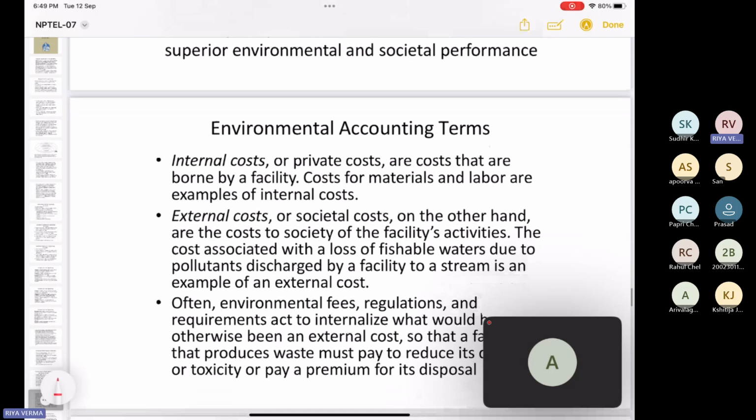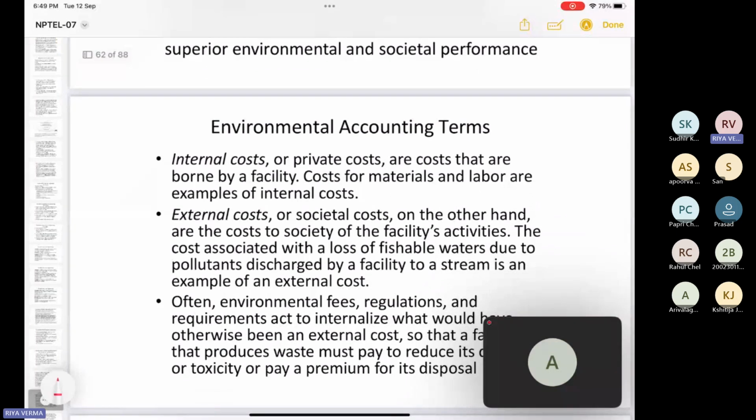Now, these are some of the terms that are used for environmental accounting. First is your internal cost or the private cost. These are the costs that are borne by a facility, and internal costs include the cost for the materials or the labor during the manufacturing phase. Then we have some external costs or the societal costs. On the other hand, these are the costs to the society of the facility's activities.